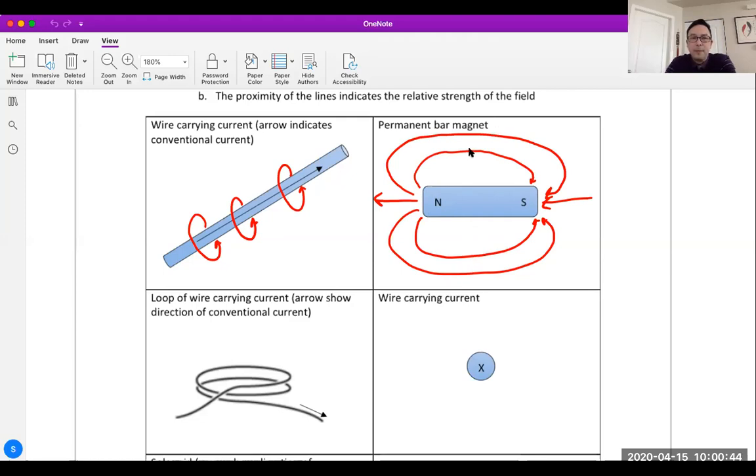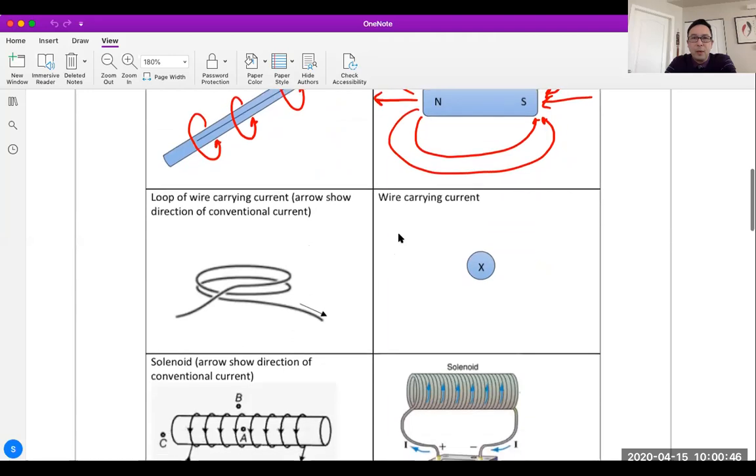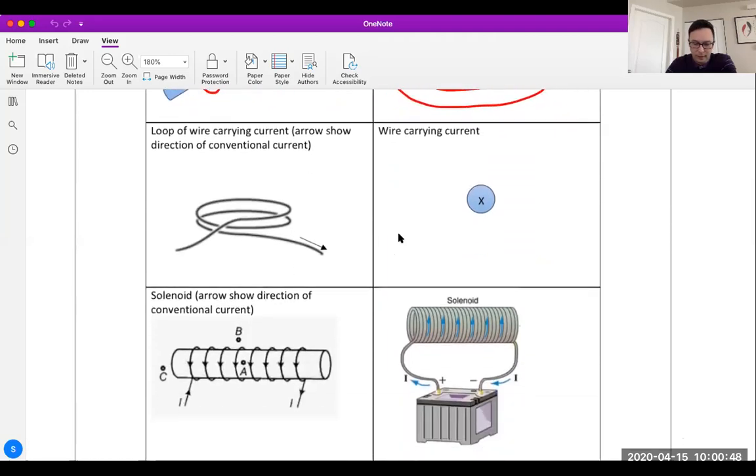Okay, so the next one is a wire that's been bent into a loop. So you can see here's the current here coming out, which means the current must be going in this way, right?